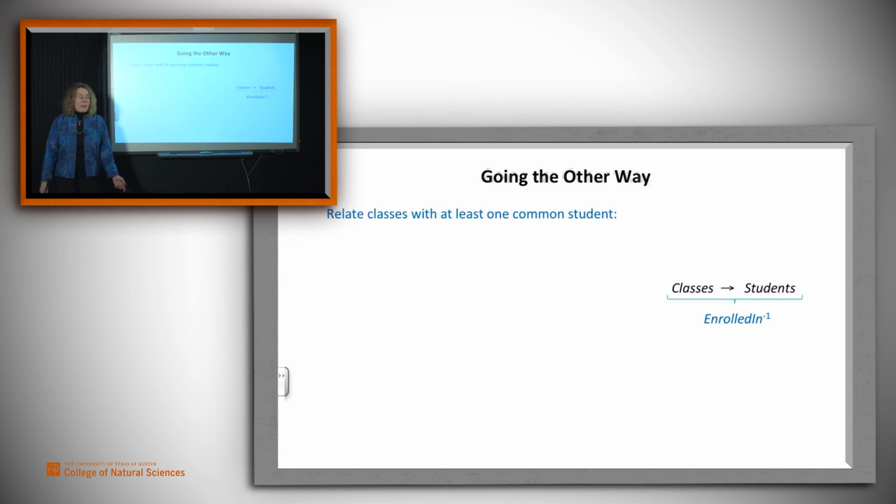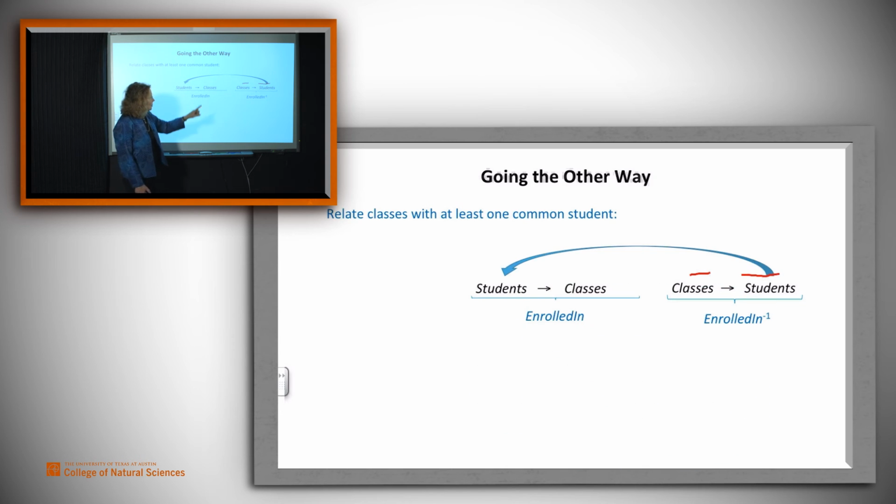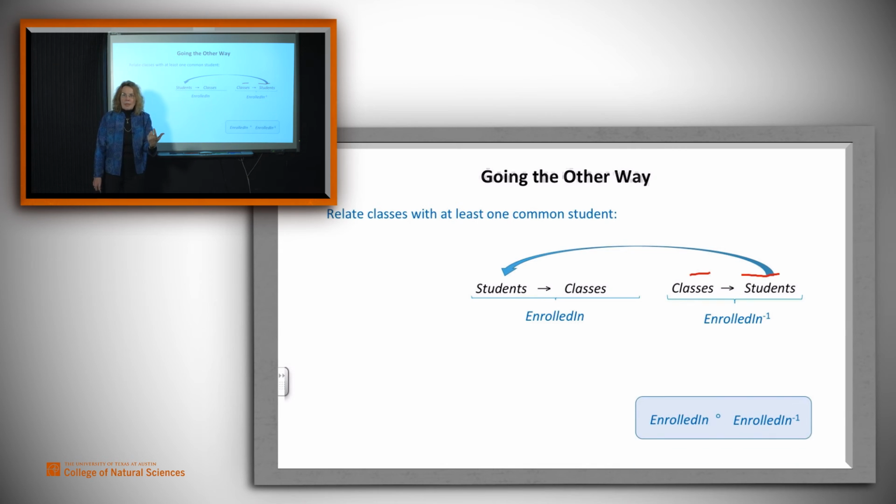So what do we do? This time we're going to start with a class and map to a student, and then we'll take the student, come back, and go the other way, students to classes. We do enrolled in inverse first, and then enrolled in, because we want to start with classes. So we write it this way: enrolled in composed with enrolled in inverse.